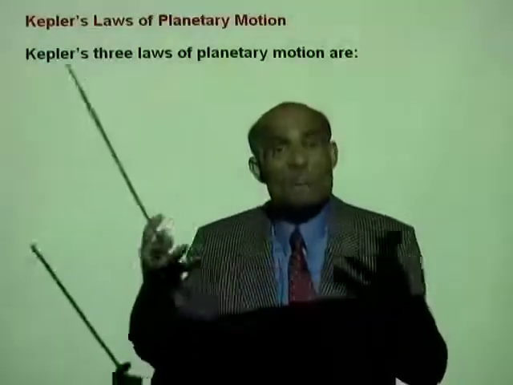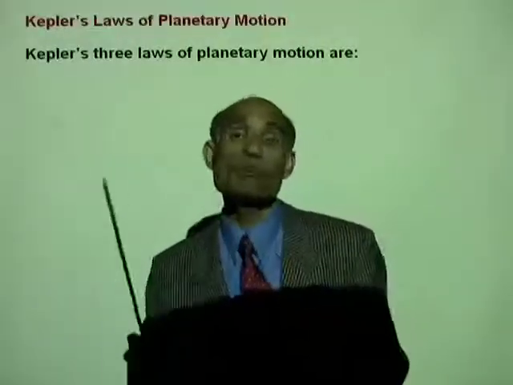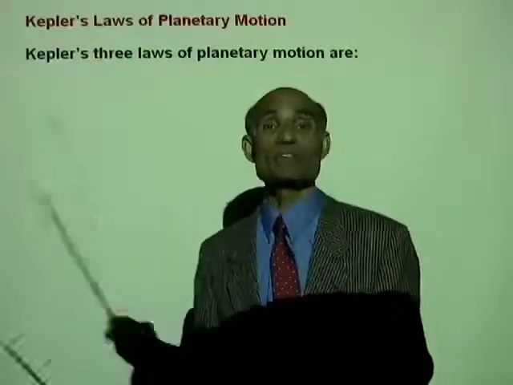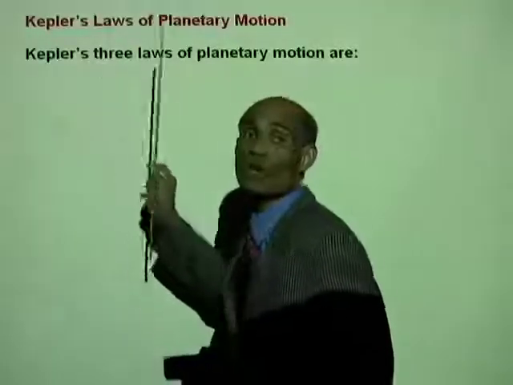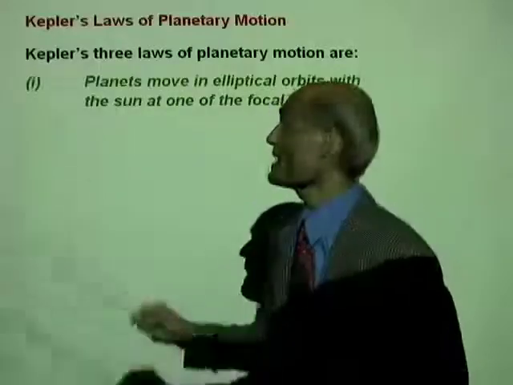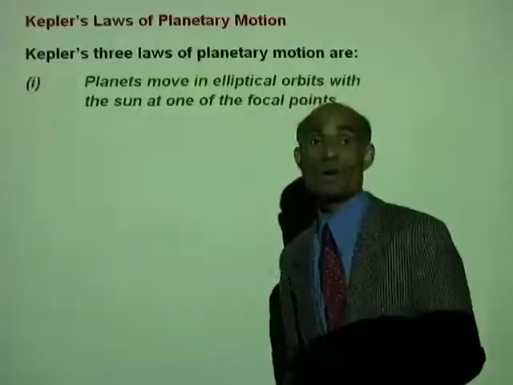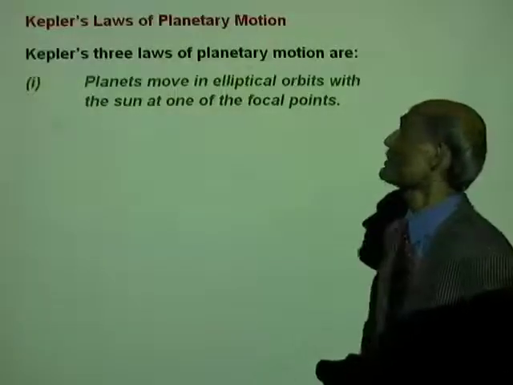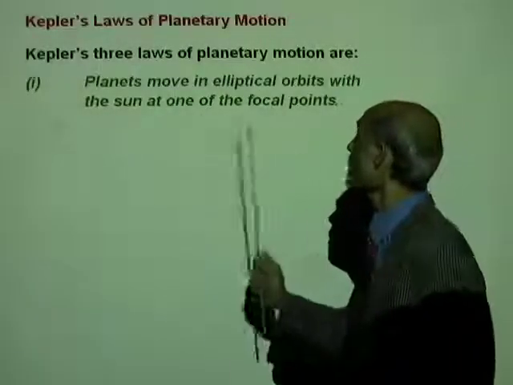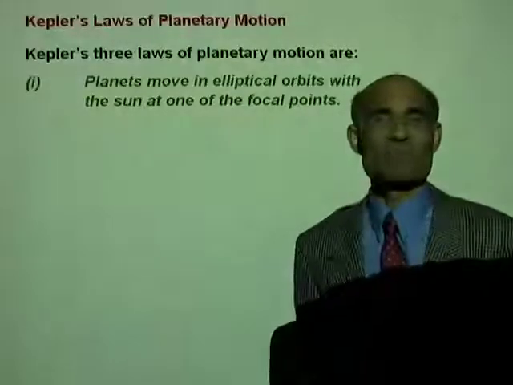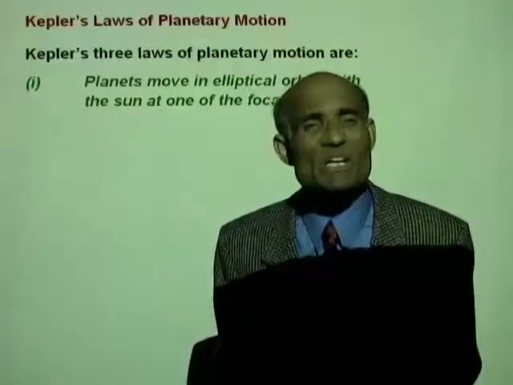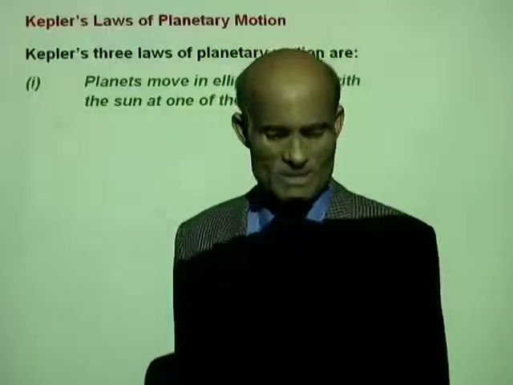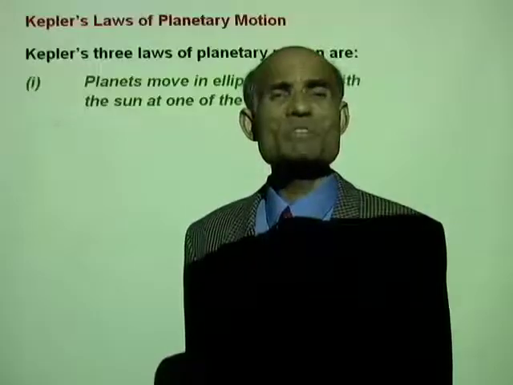Kepler made 3 important statements about the motion of planets around the Earth. And these are called the 3 laws of planetary motion. Now, this is the first law. Law 1 says planets move in elliptical orbits with the sun at one of the focal points. Now, do you know what an ellipse is and what the focus of an ellipse is? Well, let me see if I can take a minute to explain that to you.